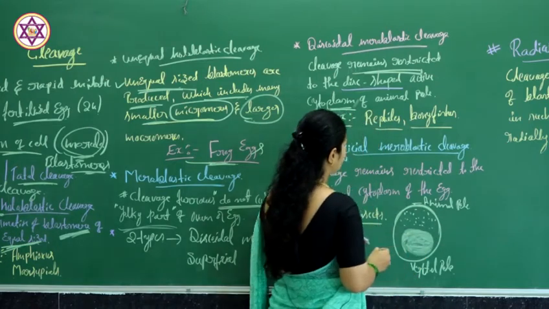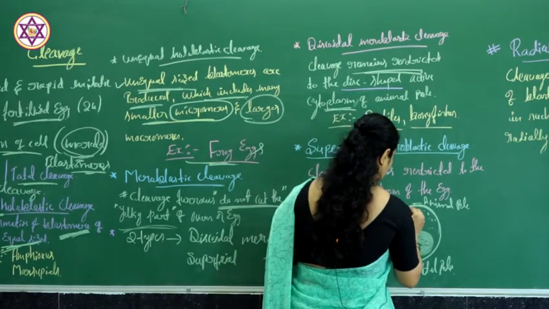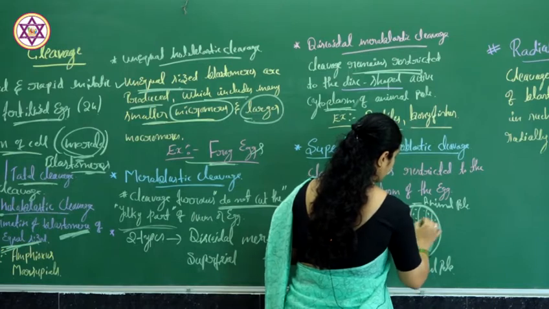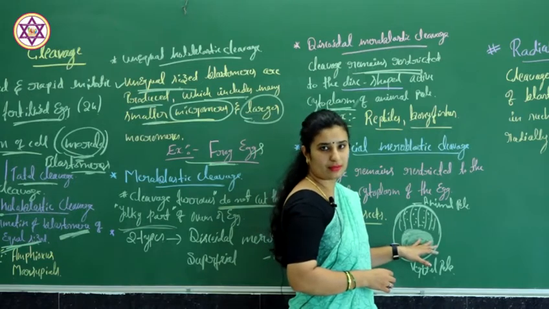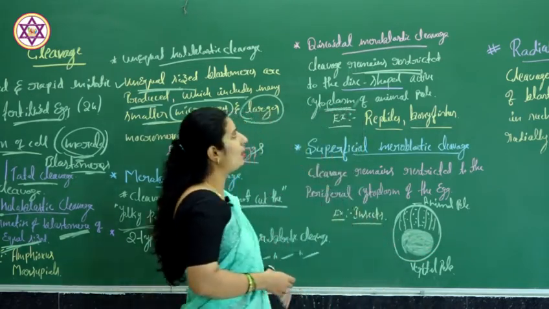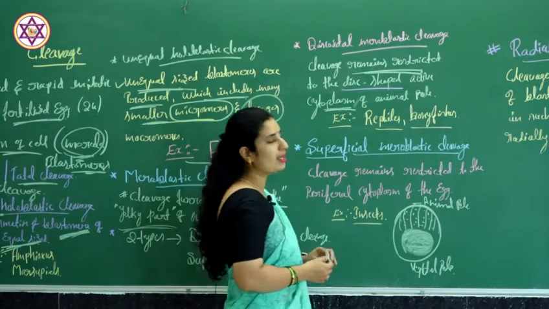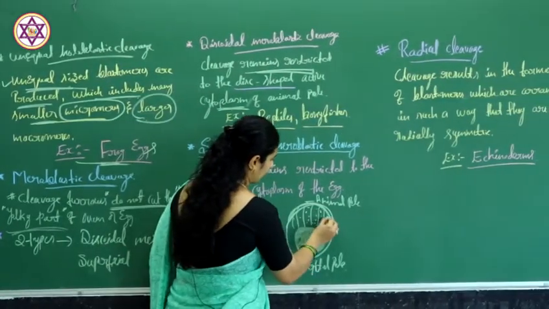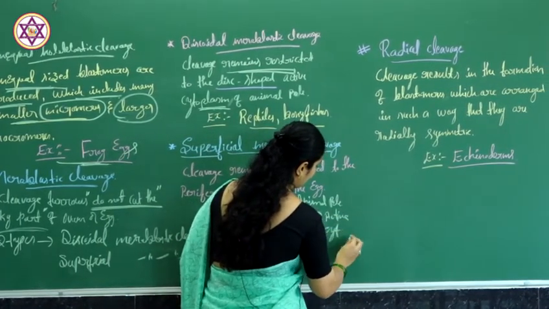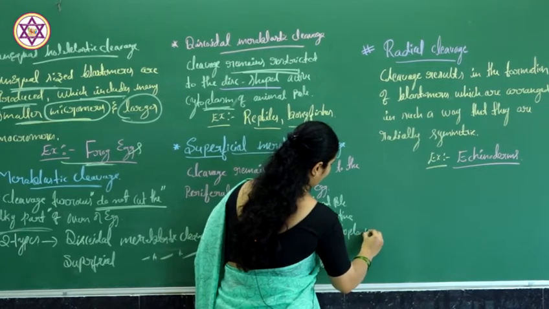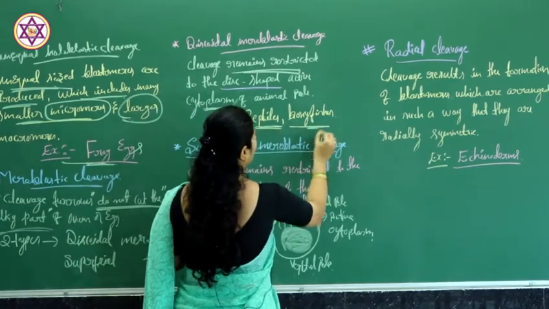So here the cleavage furrows arise only at the cytoplasmic region and do not extend to the yolky part. That is discoidal meroblastic cleavage, where cleavage remains restricted to the disc-shaped active cytoplasm of the egg. Examples are the reptile's egg and bony fishes.